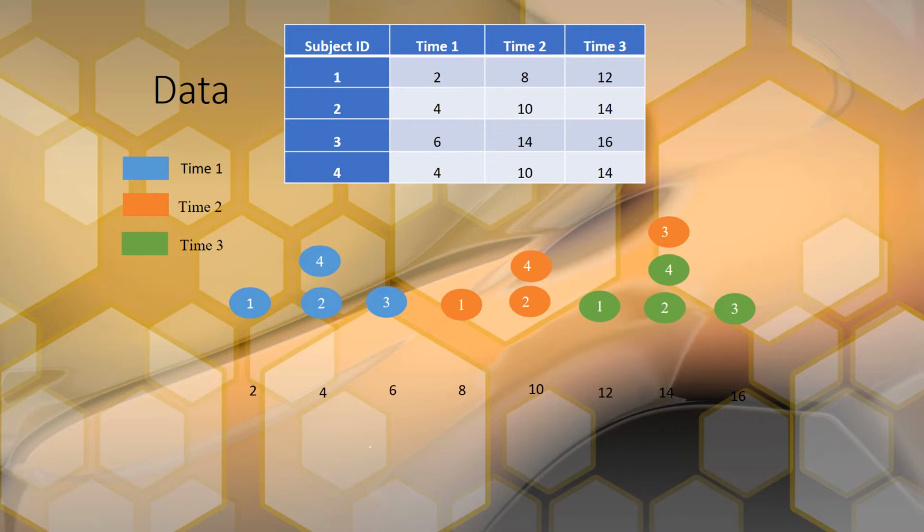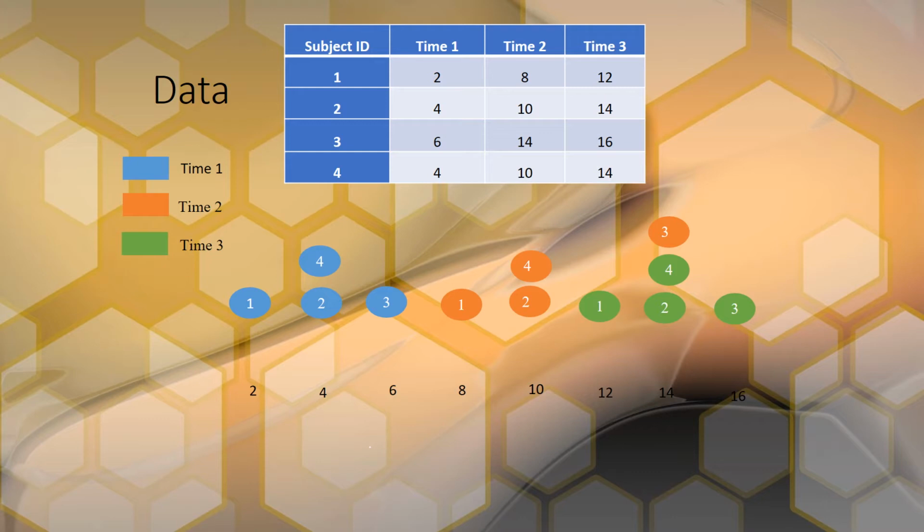So subject 1 at time point 1 had a score of 2. Subject 1 at time point 2 had a score of 8. And subject 1 at time 3 had a score of 3. So you can see it's repeated. So here, for this kind of data, we would need to do a within subjects ANOVA.